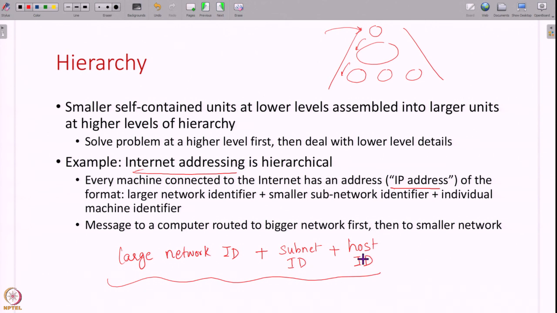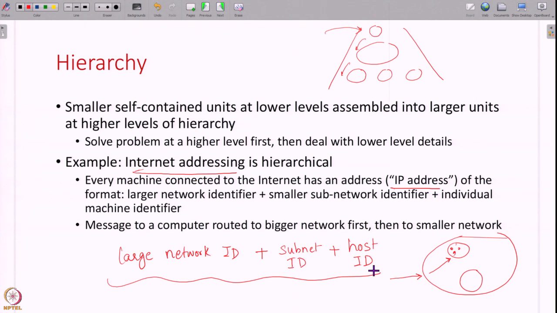So, it is hierarchical. Whenever somebody has to send a message to your computer, they will first look at this large network ID and send the message to the bigger network, then that bigger network will identify a smaller network. Inside a big network, there are smaller networks, inside that there are hosts. So, the message first comes to the bigger network, it goes to the smaller network and then it goes to the individual host. This ensures that, for routing, everybody does not have to know about everybody else, right. You just send the message to the bigger network and it will find its way there.